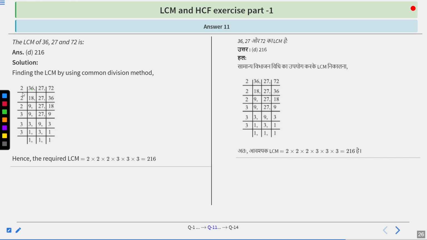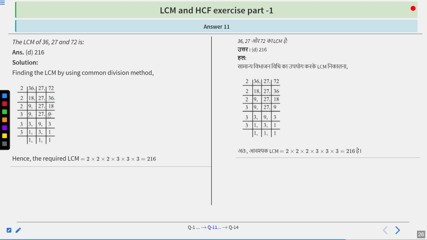72 can be divided by 2. It will give 36. Now again dividing by 2: 2 nines are 18. 27 can't be divided, so we'll write 27 only. 2 into 18 is 36. Again by 2: 2 into 9. 9 cannot be divided, so we will write 9 only. 27 can also not be divided, so we will write 27 only. But 2 nines is 18.